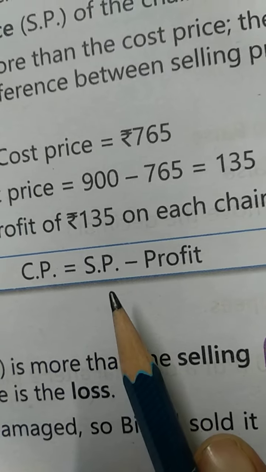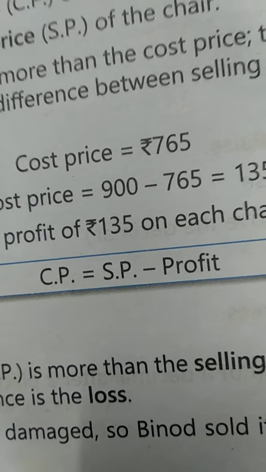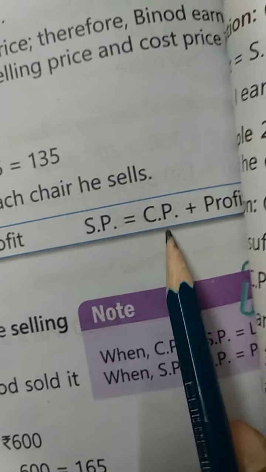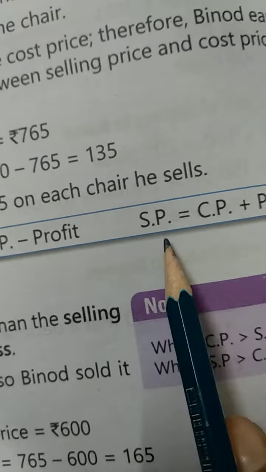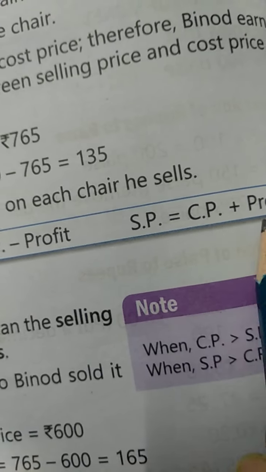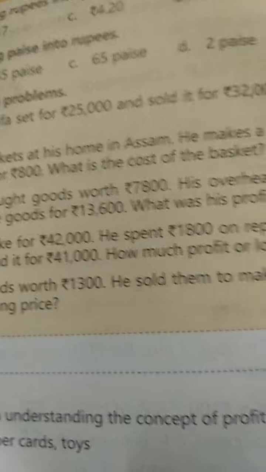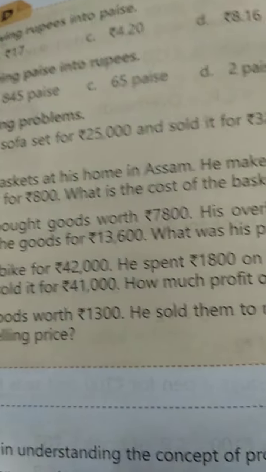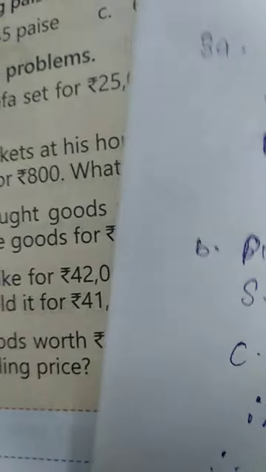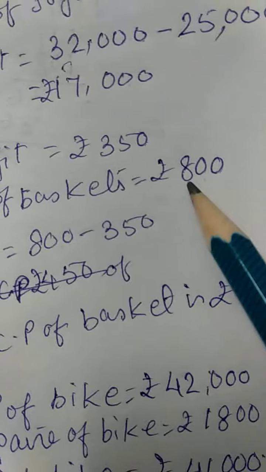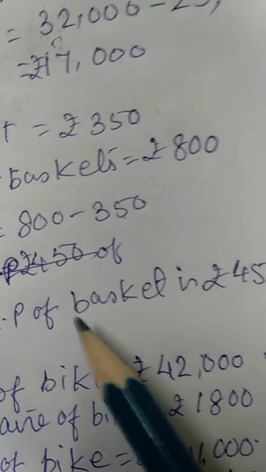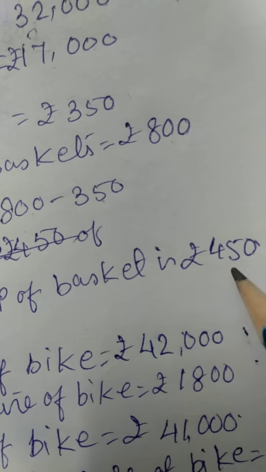The formula is: SP is given, if I am finding CP, then SP minus profit. If I have to find SP, then CP plus profit. Okay? If CP, then SP minus profit. And if SP, then CP plus profit. So here, according to the question, we have to find the CP. So CP equals SP minus profit. Profit is 350, SP is 800, so 800 minus 350, so the cost price of the basket is 450.